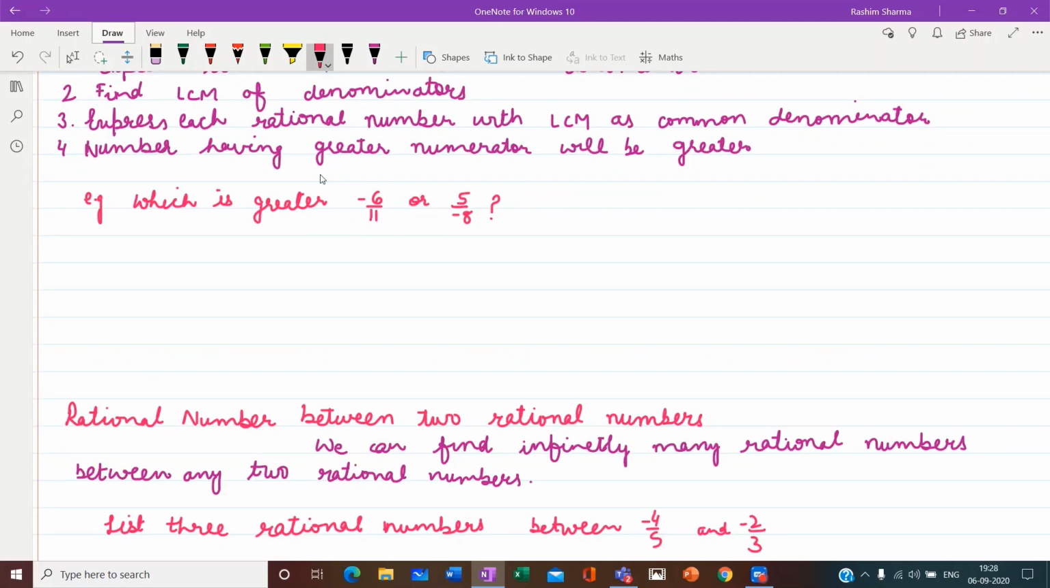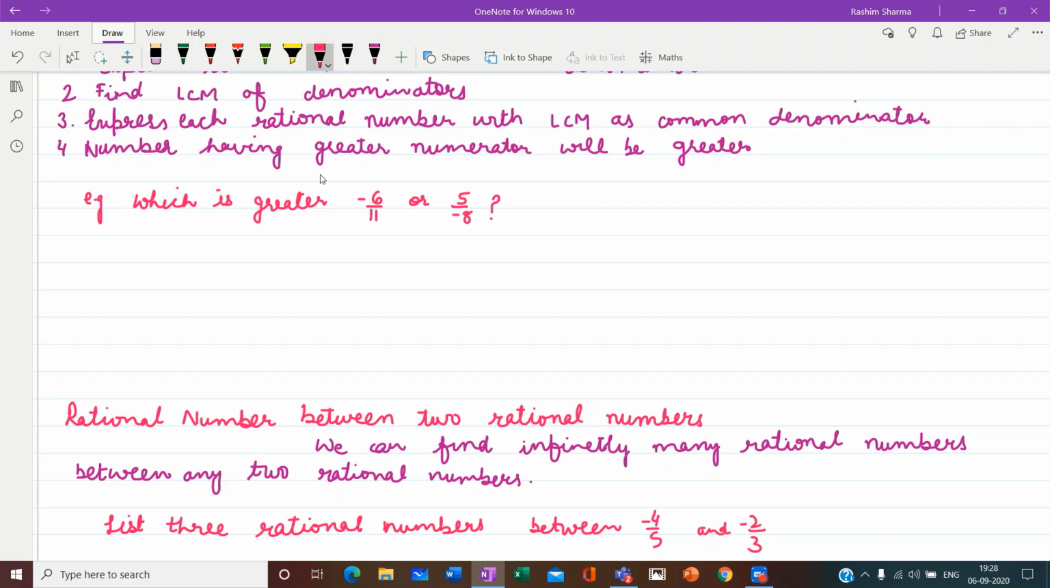Now, the number having the greater numerator will be greater. After changing the denominator to the LCM, we compare the numerators that we get. Whichever numerator is more, that rational number will be more. Now, let us understand this with the help of an example.